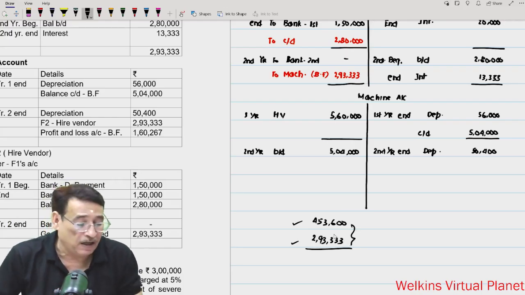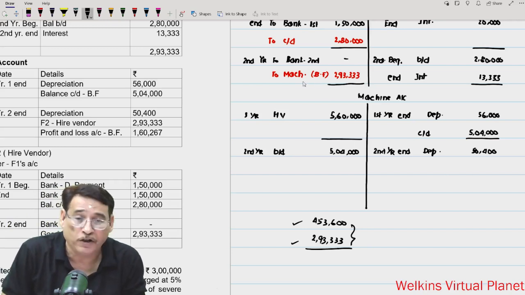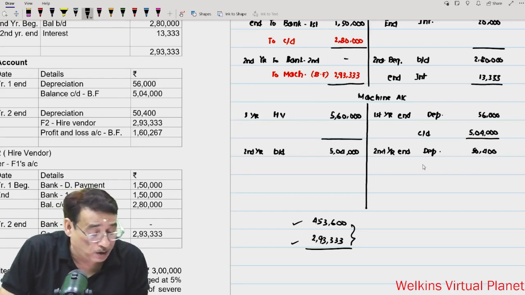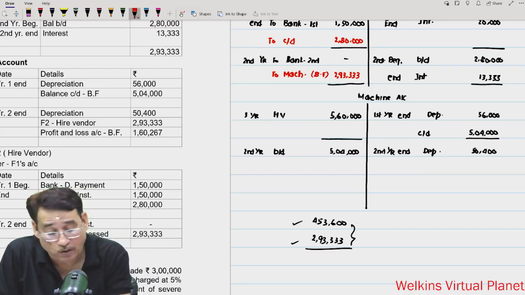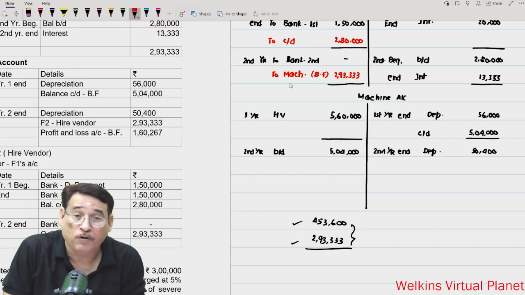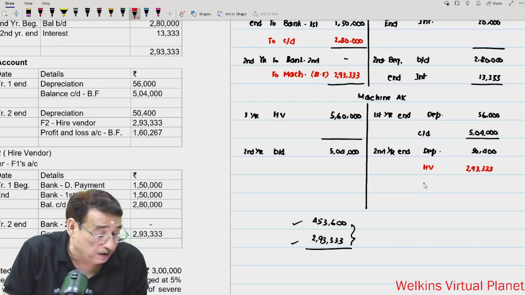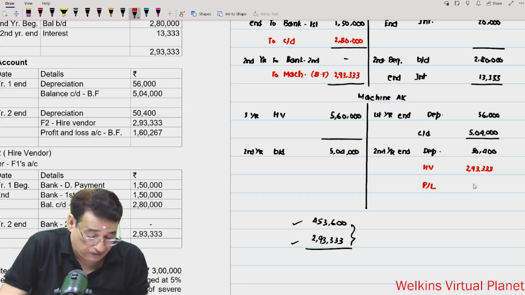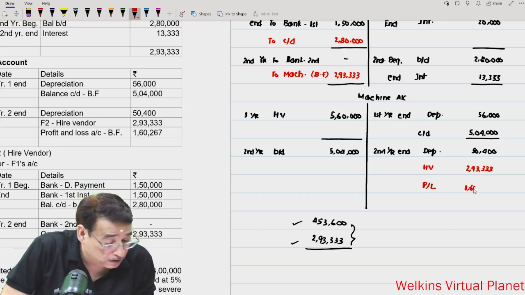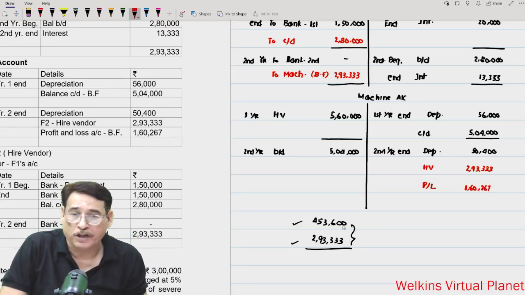Just to make you understand. Otherwise, you can directly also get it. For example, here you have written machinery. So you will also write here, this is hire vendor account. On the debit side, you have written machinery. So you will write here by hire vendor, because hire vendor has now taken back the machinery. He took it back for 2,93,333. And the balancing figure will now be considered as loss. If you balance it, your loss will be equal to 1,60,267. That will be the difference of this much.